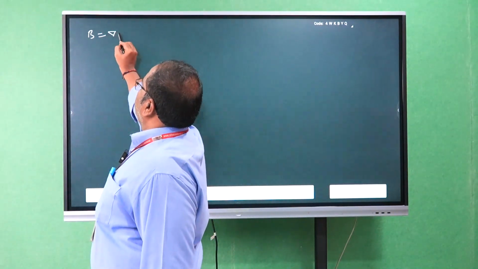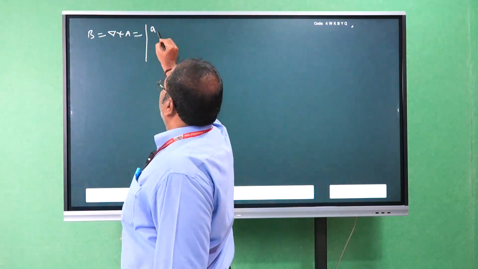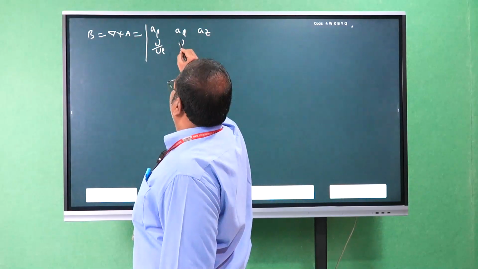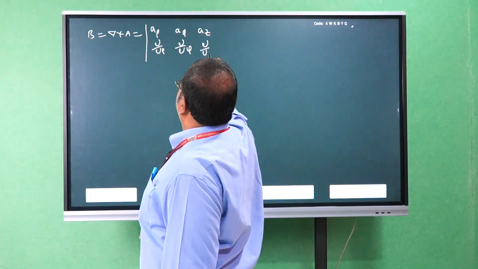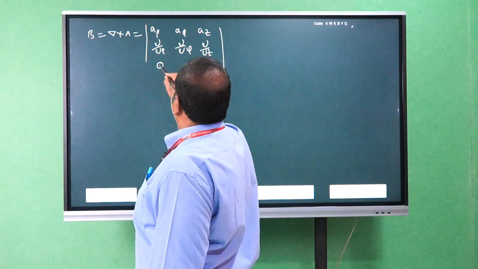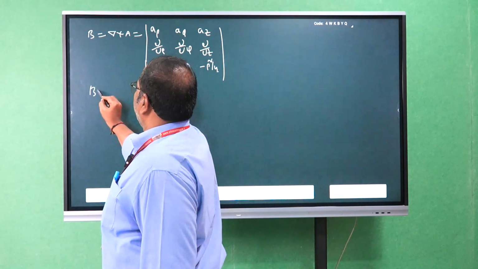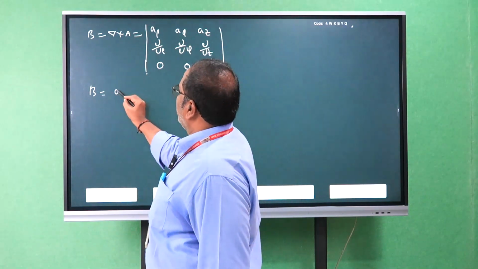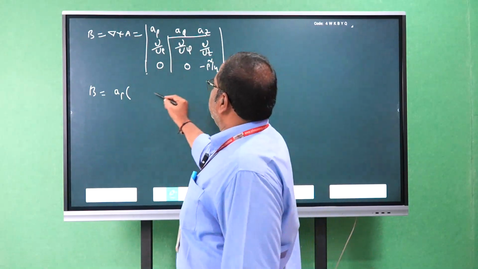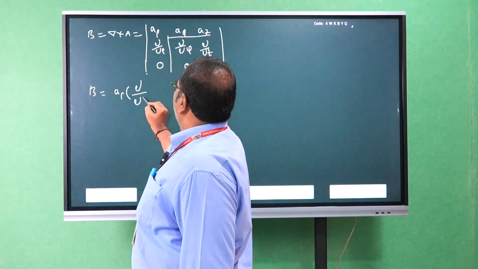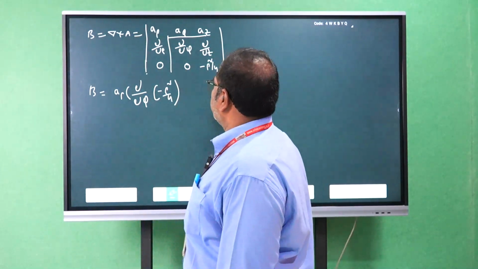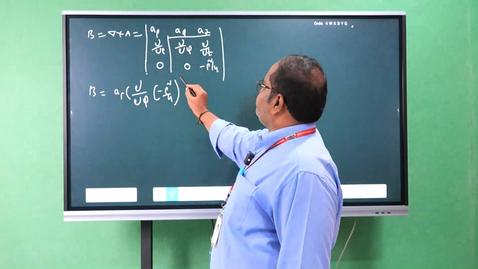B is equal to del cross A, which is equal to the determinant with rows A rho, A phi, Az; dou by dou rho, dou by dou phi, dou by dou Z; 0, 0, minus rho square by 4. First of all, you have to find out B. Therefore, first of all, the A rho component: dou by dou phi of minus rho square by 4. That's the first point, and this one is 0.